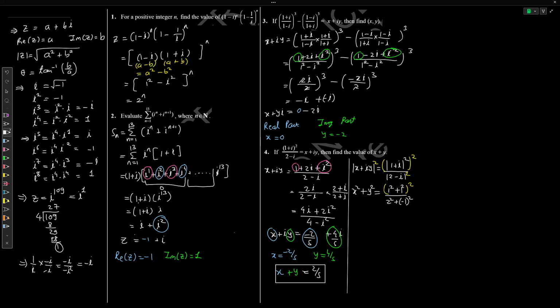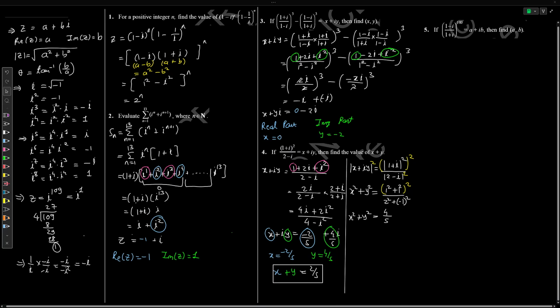Okay, so we will get x square plus y square is equal to 4 by 5. Ta-da!